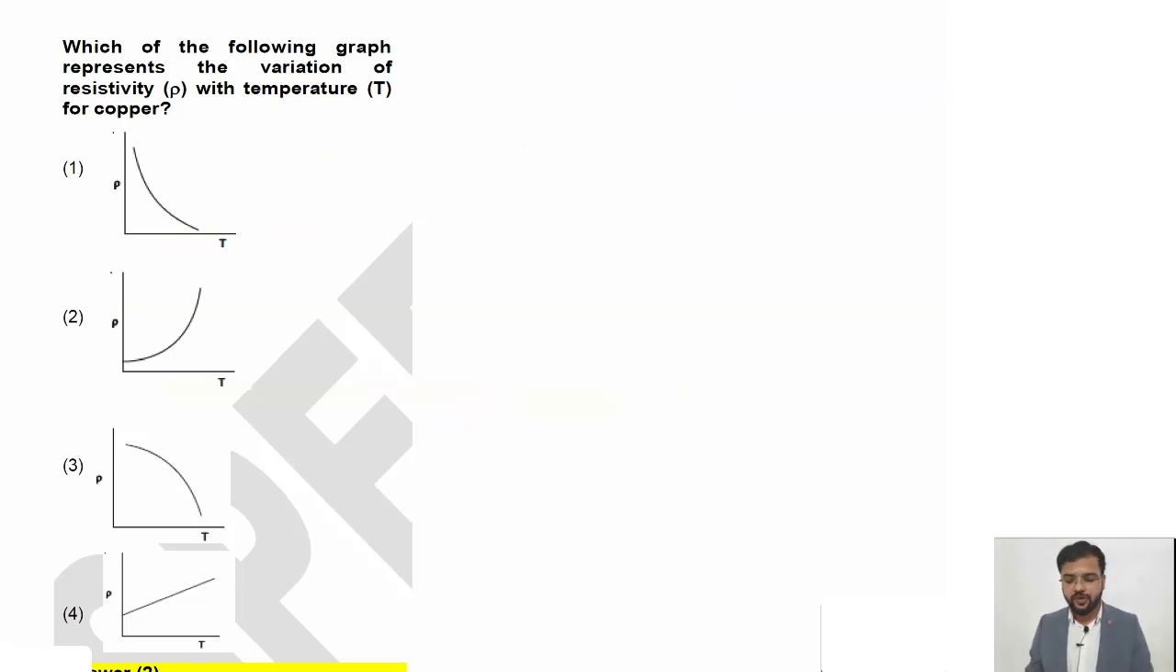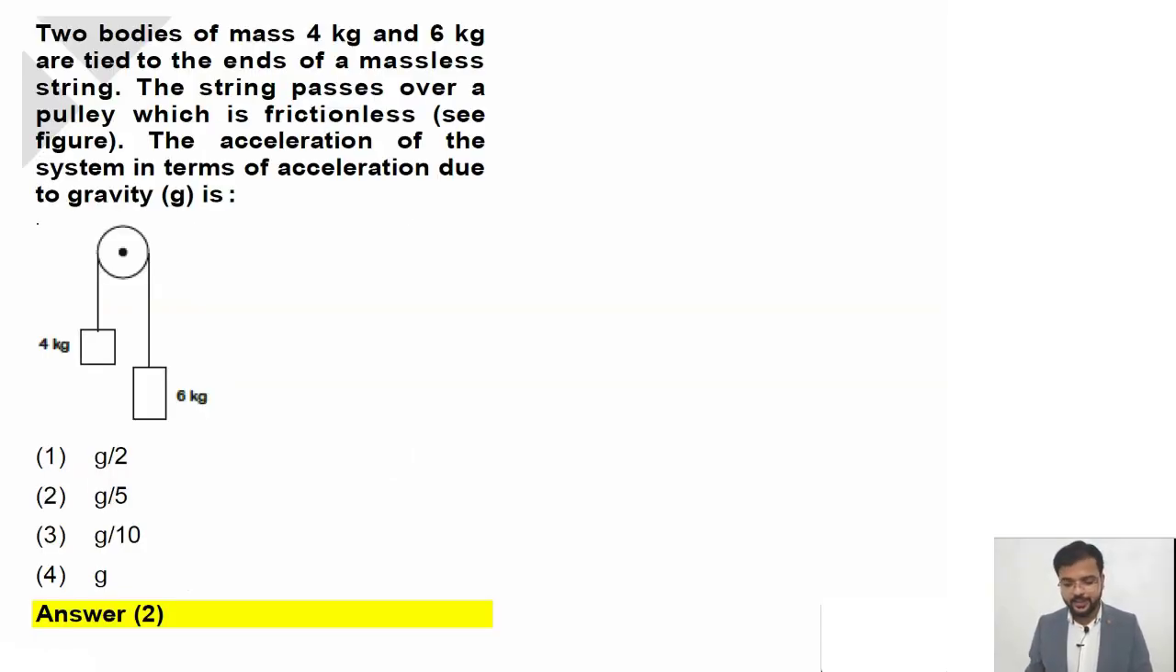Okay, the next question is: which of the following graphs represents the variation of resistivity rho with temperature T for copper? So always remember, for this the graph will come like this. So for this, option number 2 is correct. Let's see the next question here.